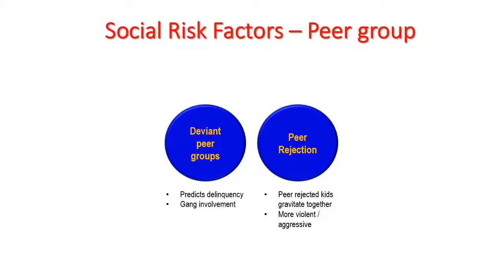Peer rejection, especially at an early age, also has detrimental effects on children. We know that early peer-rejected children tend to gravitate towards one another, and they may then bond together to become more violent and aggressive as a group than they would be as an individual. However, this is a chicken and egg situation because perhaps they were already more violent and aggressive to start with, and that's why they were rejected by their peers. This is an area that needs more research so we can understand the direction of causality in this relationship.